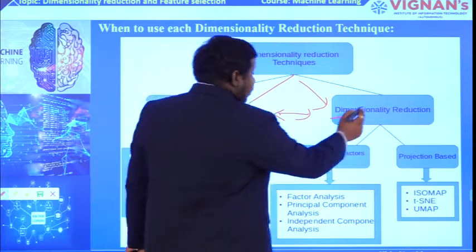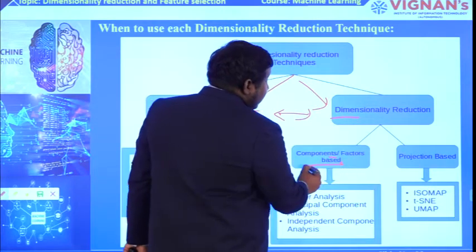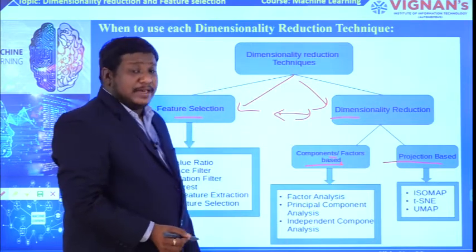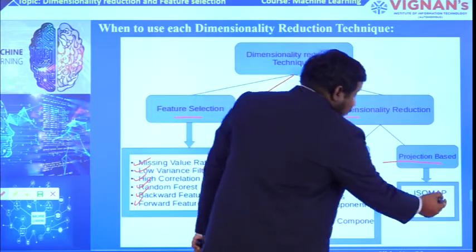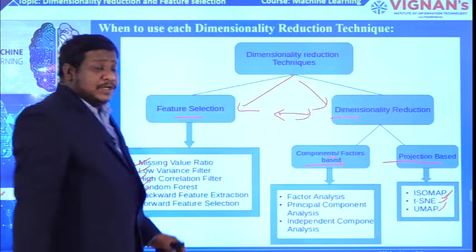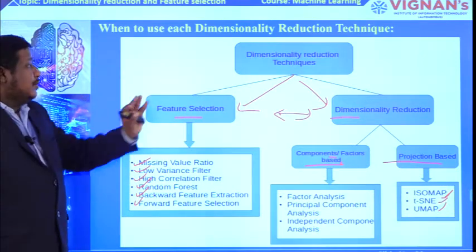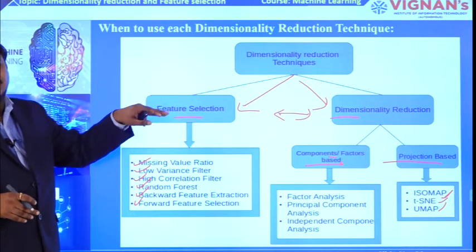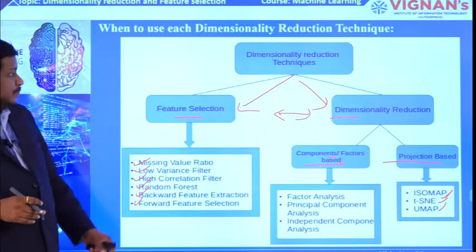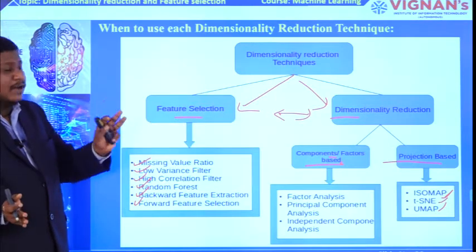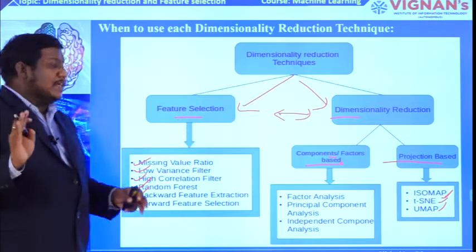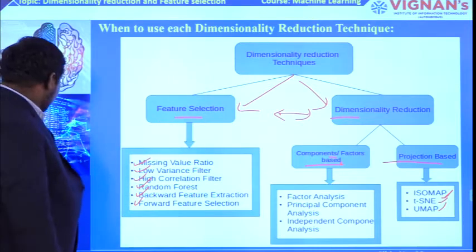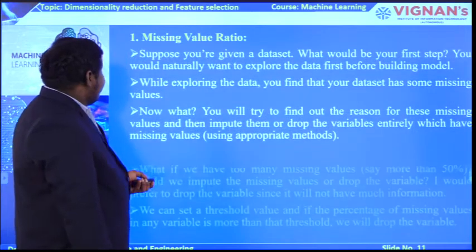And dimension reduction is again classified into two types: component or factor based, and projection based. In component based, factor analysis, PCA and independent component analysis come, whereas in projection based, Isomap, t-SNE and UMAP models are there. So dimensionality reduction can be done with three techniques: feature selection, component and factor based, and projection based. All the 12 models we have seen so far come under these three types of models.